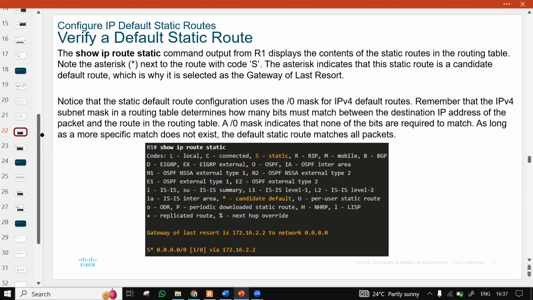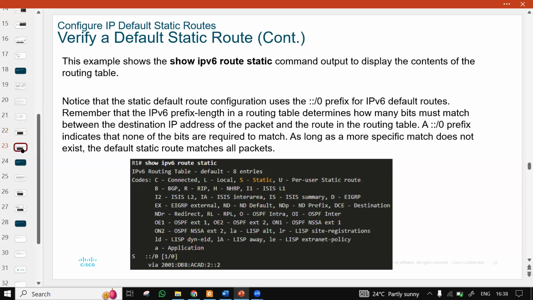Verifying a default static route. Okay, so show IP route. Voila, we have the gateway of last resort. The gateway of last resort shows you that a default static route is configured on your router. We're going to show that as well, I think. Right, IPv6, same thing.